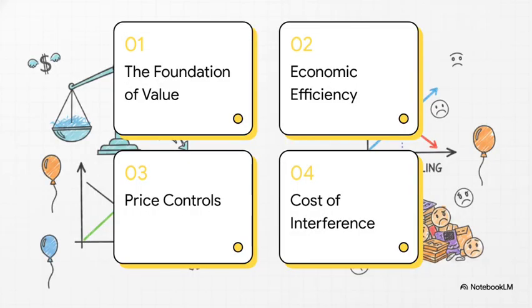Okay, let's just quickly run through our roadmap for today. We've got a really logical journey ahead of us. First up, the foundation of value. Then, achieving economic efficiency. From there, we'll look at intervening with price controls. And finally, the cost of interference. Let's get right into it.